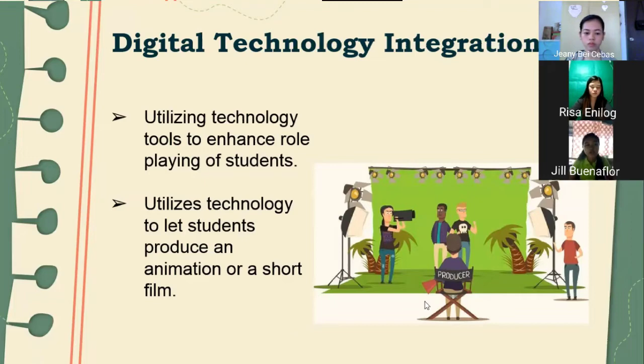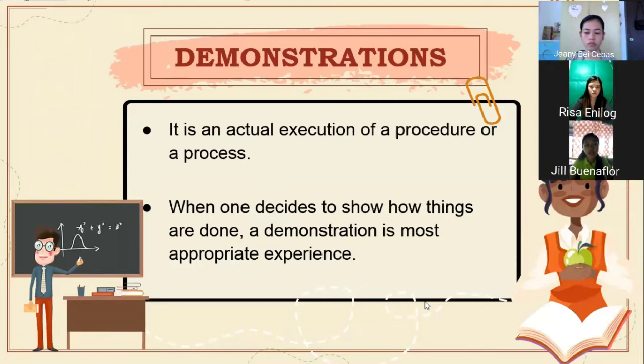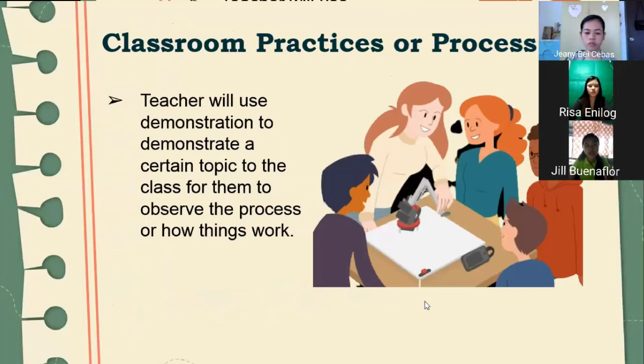So for the next one, the demonstrations. The demonstration is an actual execution of a procedure or a process. When one decides to show how things are done, a demonstration is the most appropriate experience. So for example, a teacher shows a diagram of a table of elements or a diagram of any object that needs to be discussed by the teacher. The teacher shows a diagram so that the students will learn.